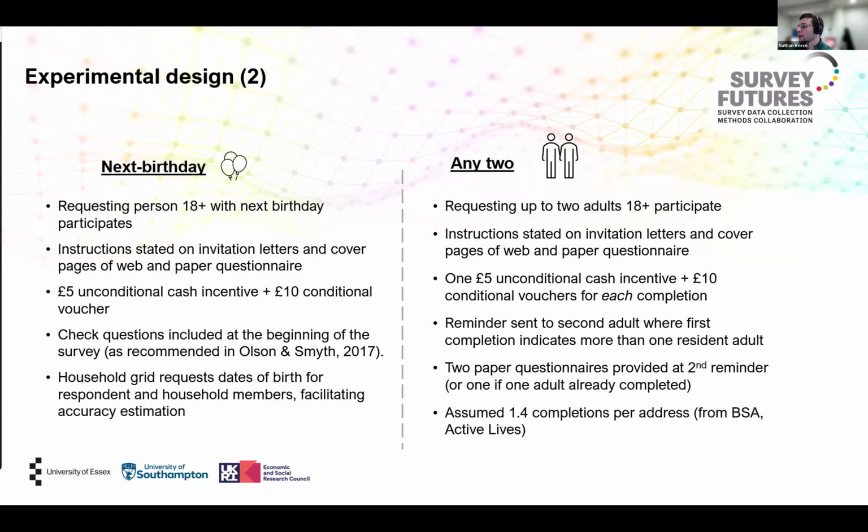When we sent out the paper questionnaires in Any 2, we would send 2 paper questionnaires out to all addresses, or one if only one adult had already completed. And we assumed that we'd get 1.4 completions per address, which is what similar surveys get.